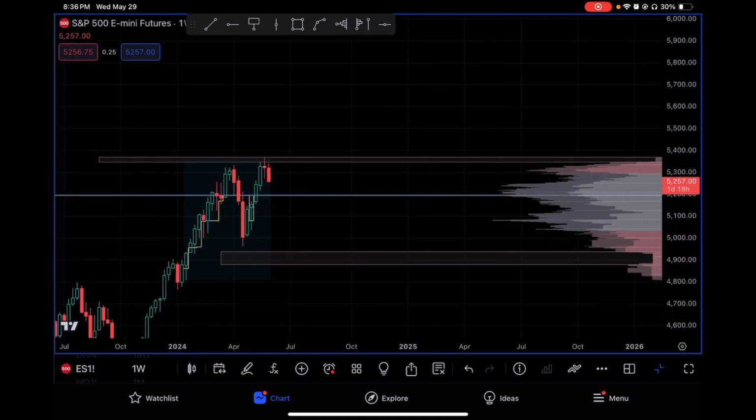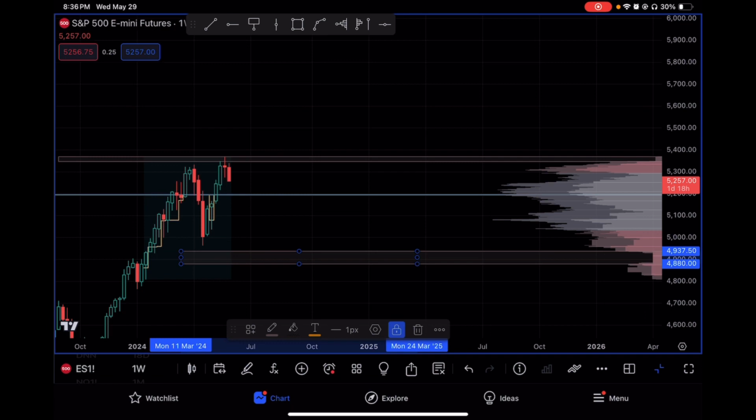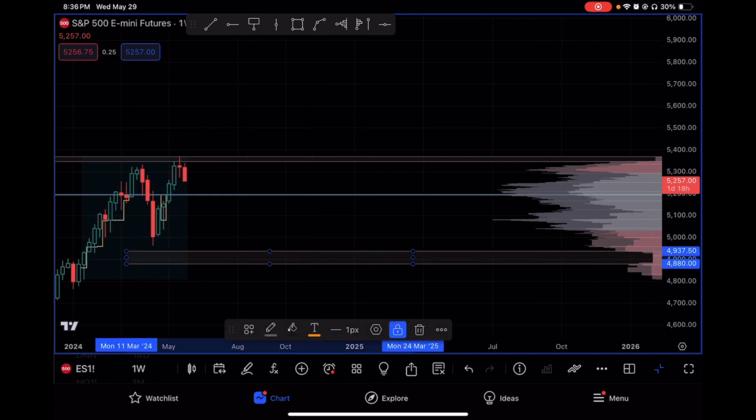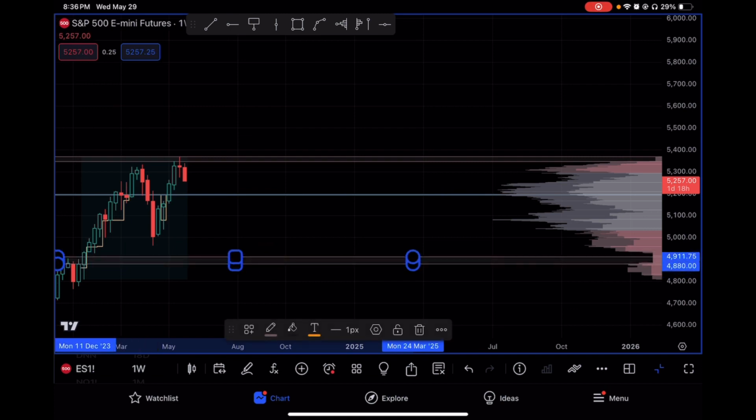Okay, so there's our really large profile for this range, and our really large boundaries of the profile, or the main parts of the volume for this range.